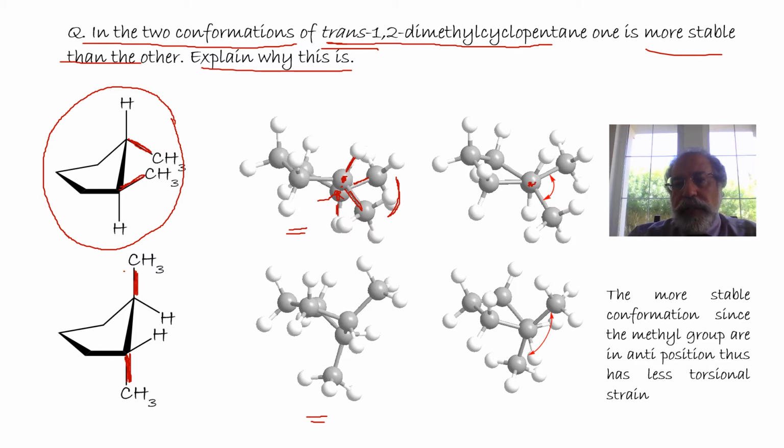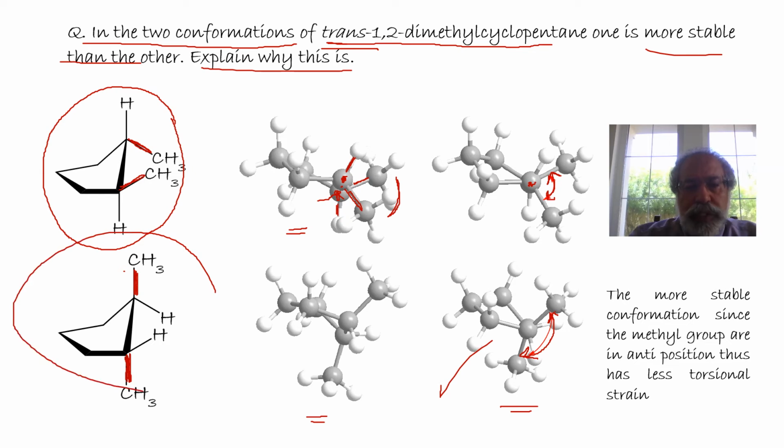In this one again you can see that the CH3 groups are in a gauche type of structure, around 60 degrees, while in this other one, you can see that the CH3 groups are far away. It's almost an anti conformation and will have less torsional strain and will be more stable. So this structure is more stable.